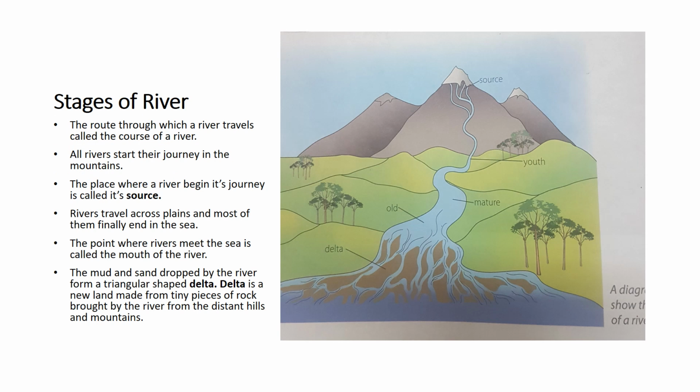The next topic is stages of a river. The route through which a river travels is called the course of a river. All rivers start their journey in the mountains. You can see here a source. Source is a place where a river begins its journey. Rivers travel across plains as you can see in the picture, and most of them finally end in the sea. The point where a river meets the sea is called the mouth of the river. You can see here a delta, a triangular shaped delta. Delta is new land made from tiny pieces of rock brought by the river from the distant hills and mountains.